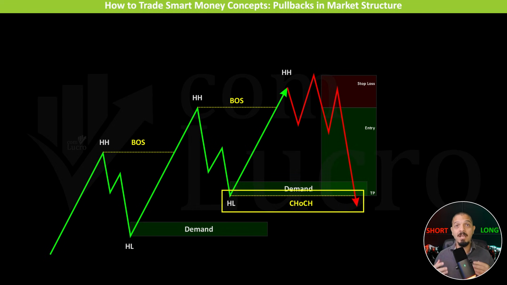A change in character takes place when price breaks and closes below this higher low. When that happens, the move is no longer a pullback or a retracement. Buyer control is being challenged, and the market may be shifting structure into a potential downtrend.